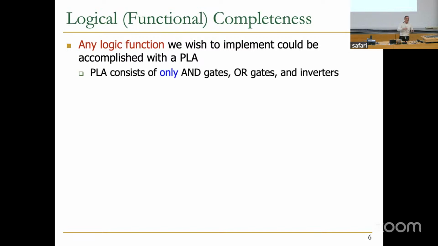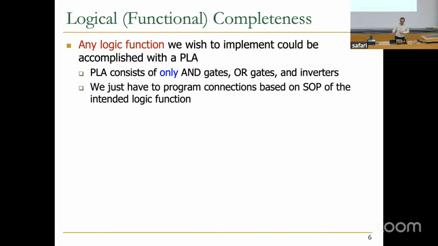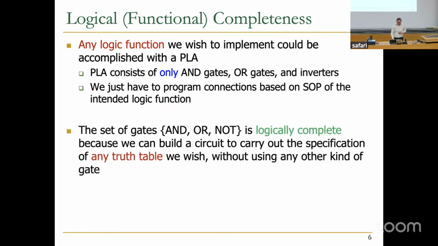Basically, another way of looking at it is this: PLA consists of only AND gates, OR gates, and inverters. Meaning, if you have AND gates, OR gates, and inverters, you can build any logic function. But you knew that before also, because that's again the sum of products representation. You just need to program the connections based on the sum of products of the intended logic function. So basically, we call the set of gates AND, OR, and NOT logically complete because we can build any circuit to carry out the specification of any truth table we wish without using any other type of gate. Now, this is nice, right?